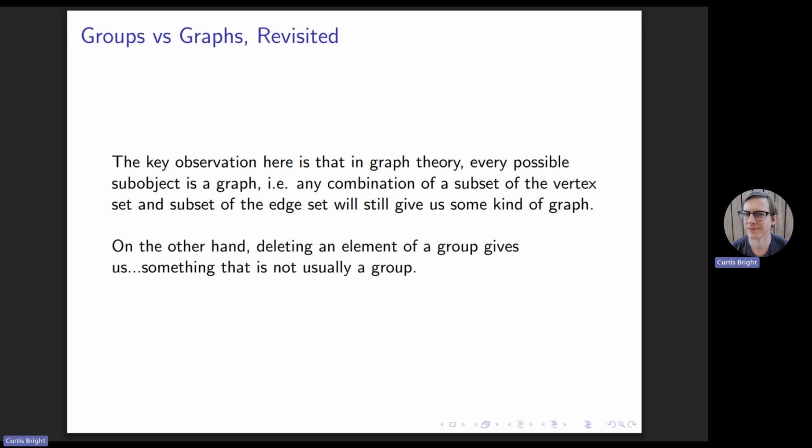If we have some graph that we're working with, we might consider a cycle, and then say, okay, delete this edge from the cycle, and then we have some vertex here, and we say, okay, delete this vertex, only focus on this subgraph, and so on. So we're constantly adding and deleting vertices, and constructing new graphs essentially when we're reasoning about graphs. On the other hand, deleting an element of a group gives us something that's not typically a group.